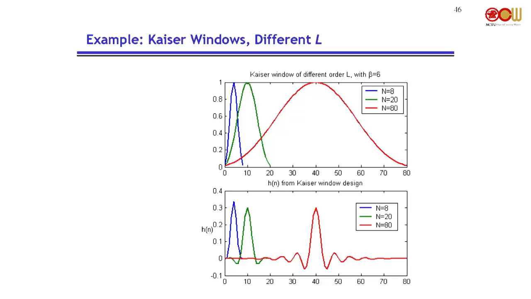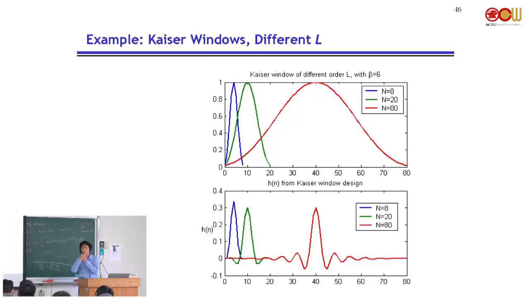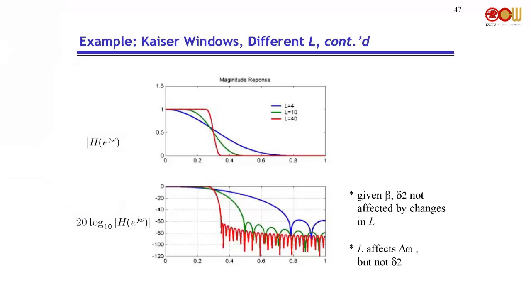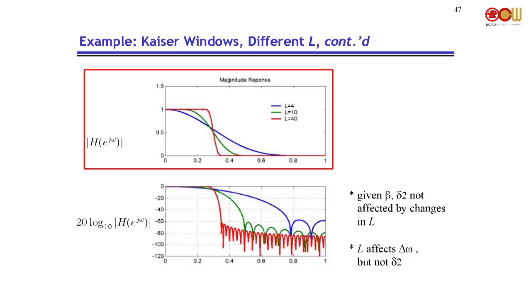The Kaiser window has two parameters. First of all, there's beta, which controls the shape, and then there's the length of the window. We already know that for a given window length, beta controls the shape, and it gives you the trade-off between the main lobe width and the side lobe. So now let's look at what we can play with the different lengths. When we show the frequency response for different L, that's what we get.